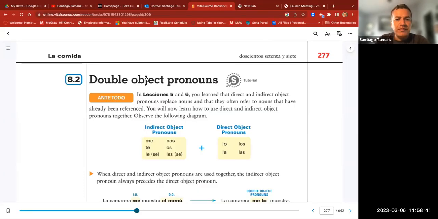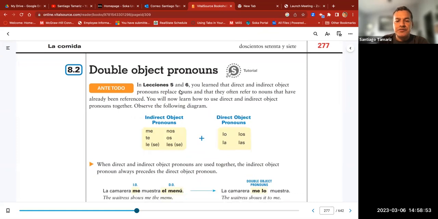For this topic, we have double object pronouns. We're going to put into practice what we learned already about direct and indirect object pronouns. Bien, in lecciones 5 and 6, you learned that direct and indirect object pronouns replace nouns and that they often refer to nouns that have already been referenced. You will now learn how to use direct and indirect object pronouns together.